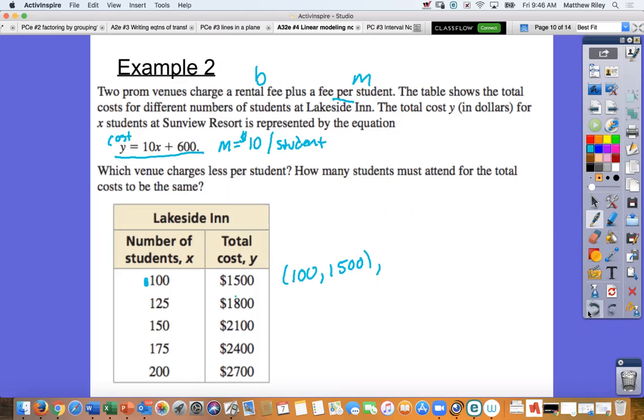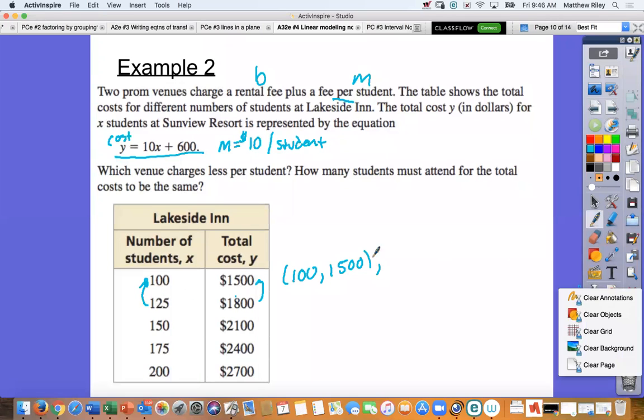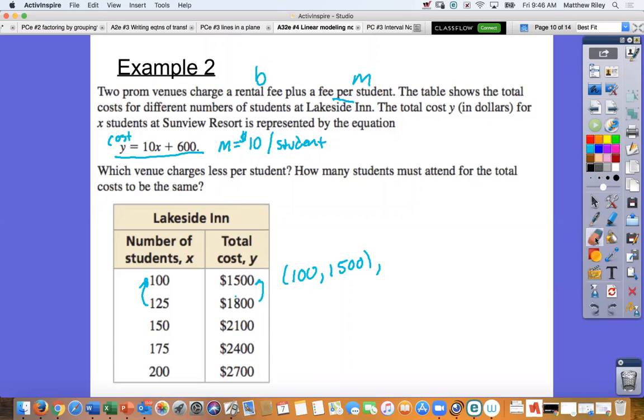Now, let's just say, let's keep it closer together. So it's difference of the y's over difference of the x's. So all I have to do is find the slope. So when I'm trying to find the slope, I will do 1800 minus 1500 over 125 minus 100. So it's the exact same math, just a different look at it.